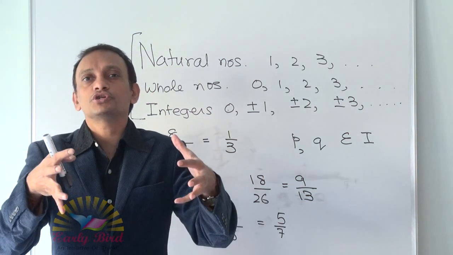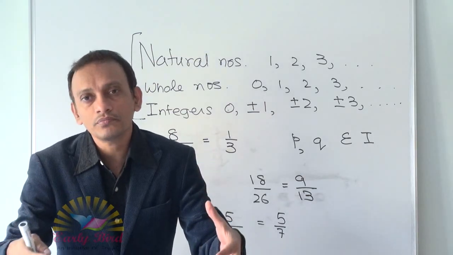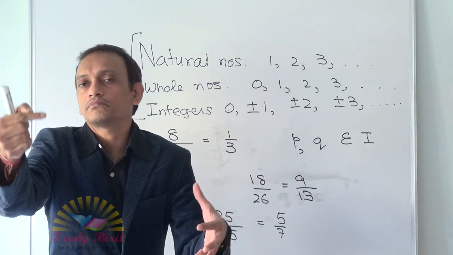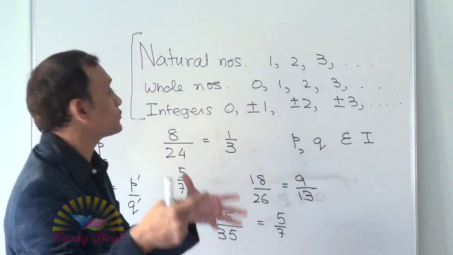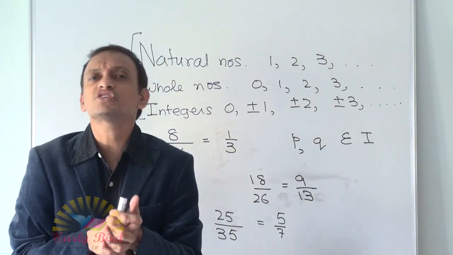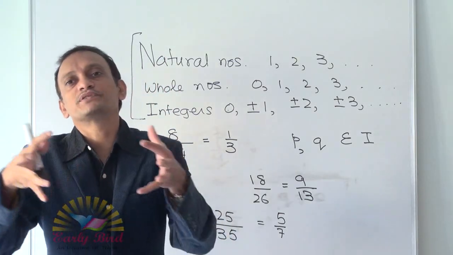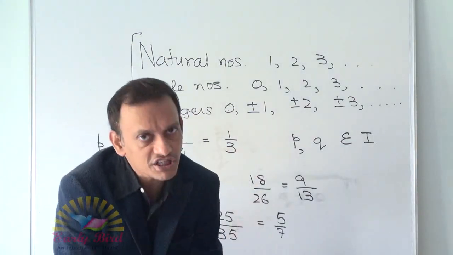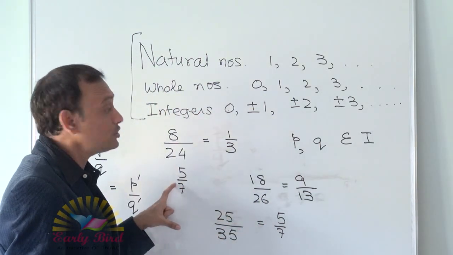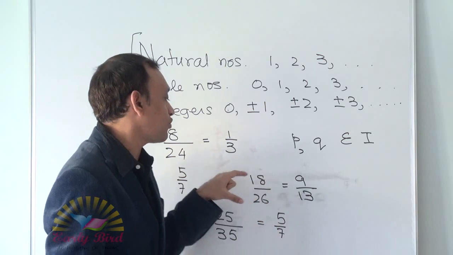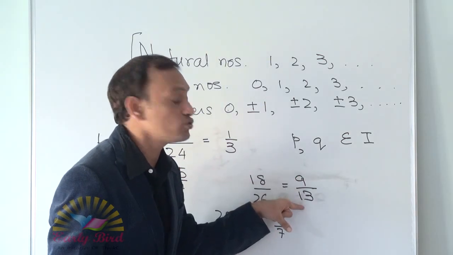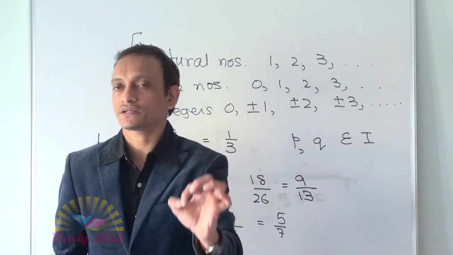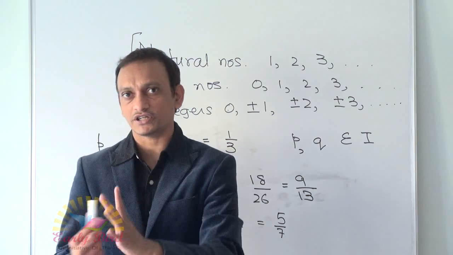So once you reduce a rational number to a form in which the numerator and denominator become co-prime or relatively prime, that's when we say that the rational number has been reduced to its lowest form. So every rational number is either in its lowest form already, as is 5 by 7, or could be reduced to its lowest form. As you can see, 18 by 26 could be reduced to its lowest form, 9 by 13, where there is no further cancellation that can occur between the numerator and the denominator.